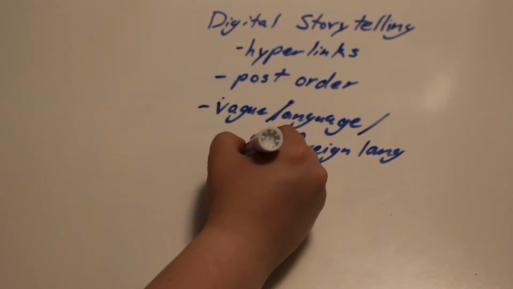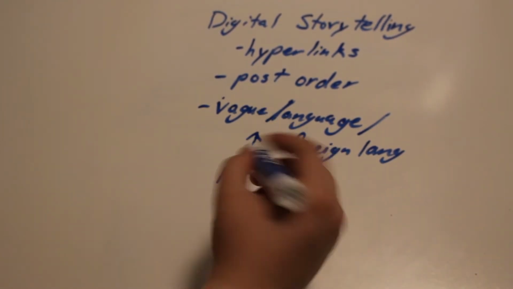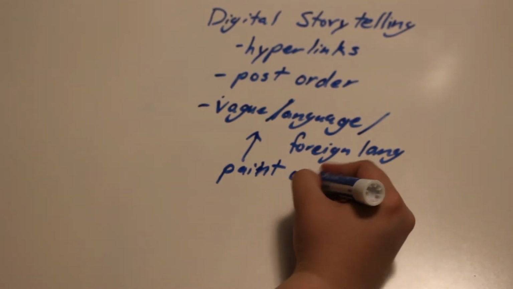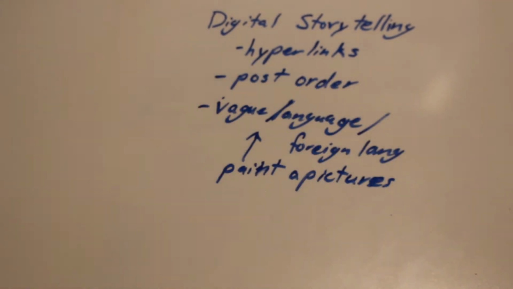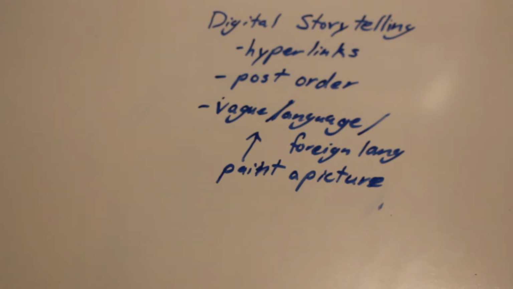But this vague language can paint a picture, verbally, digitally, that you may not otherwise get if you were to write in a linear way. Think poetry. Poetry is very rarely linear. And it uses a fair amount of vague language. But it paints a picture. It gives you an image. It gives you a feeling. Digital storytelling isn't so different from that.